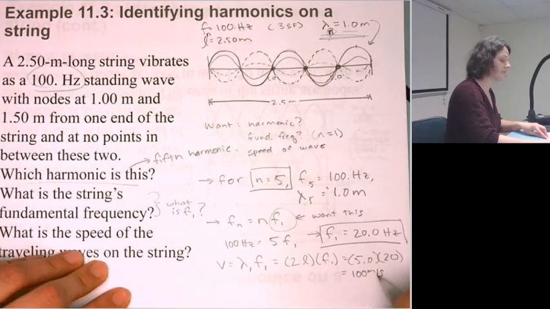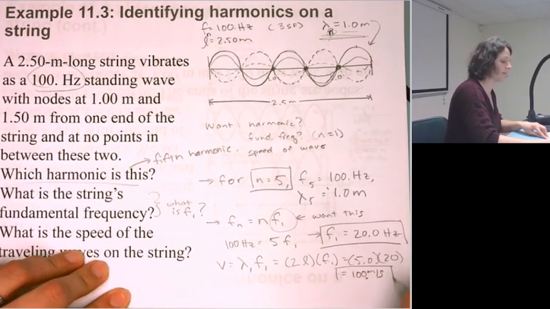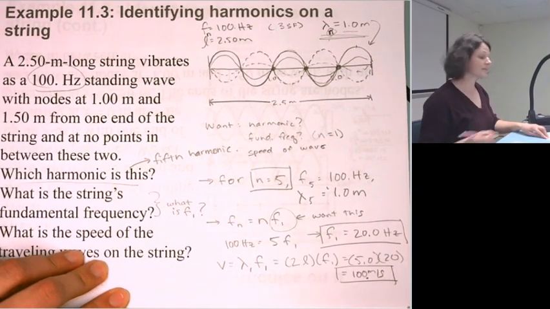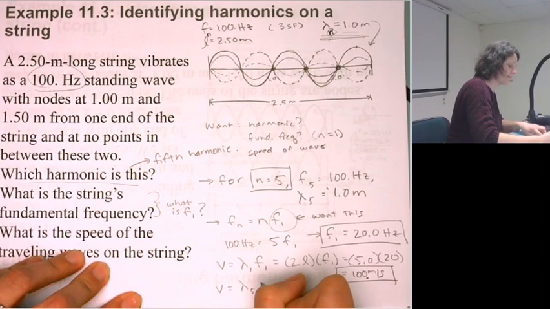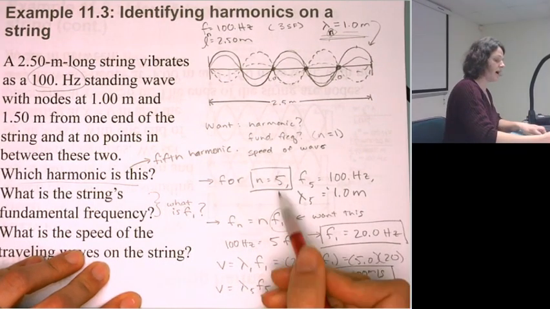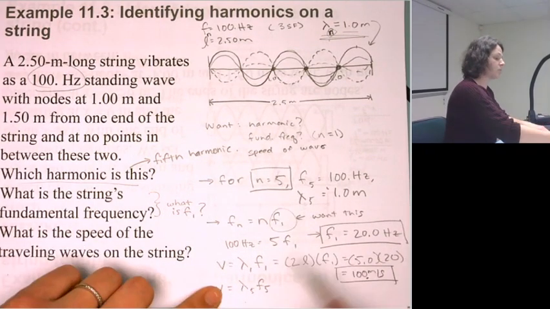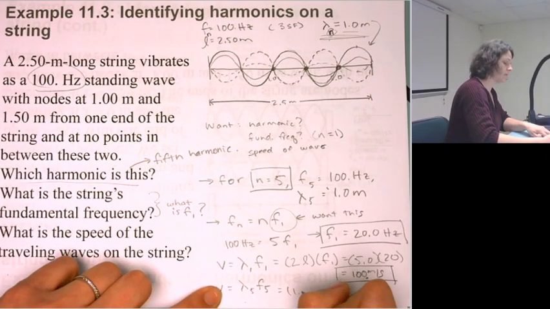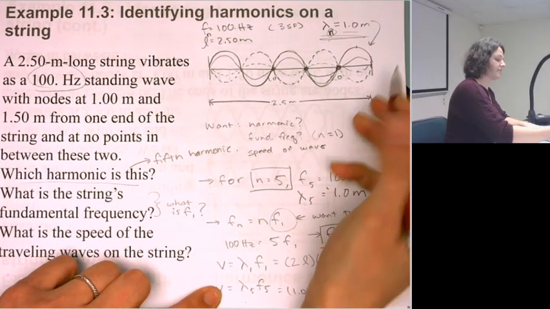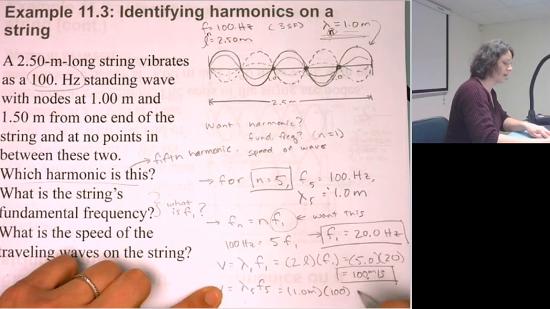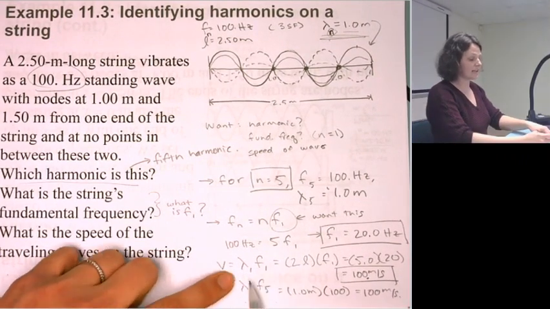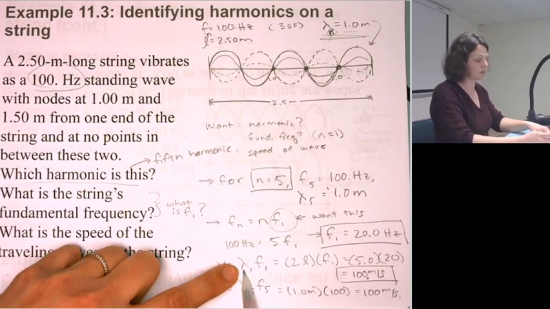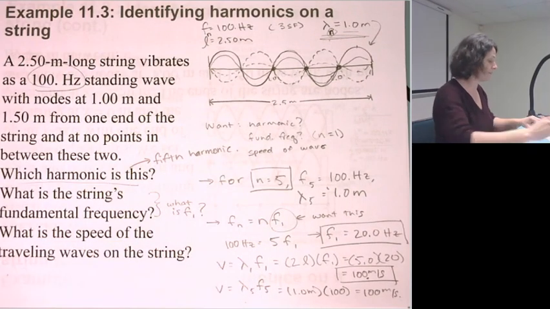Okay, so there's our answer. I'll put a little decimal spot on it and give it a box. That works. You could also say that the speed is lambda 5 times F5, since we know both of those. Lambda 5 was 1. F5 was 100. And that also gives me 100. Works anyway, as long as both of these subscripts are the same. Don't do lambda 1 times F5. That'll give you the wrong answer.